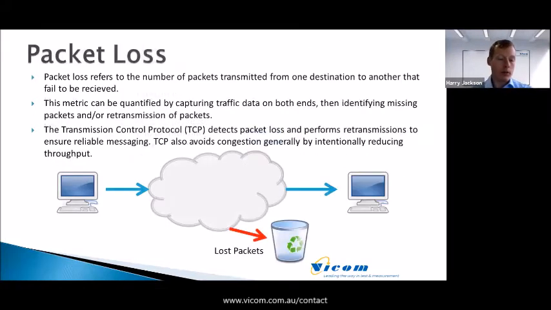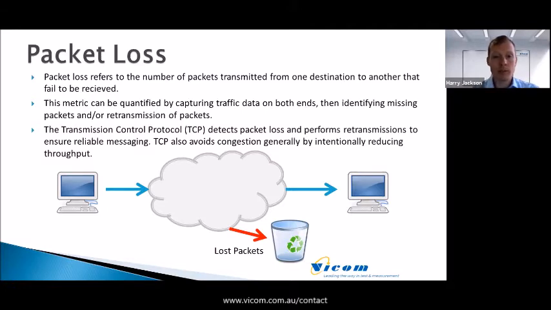Packet loss. I mentioned this earlier when I was talking about TCP, and TCP is pretty important in the monitoring of packet loss. Packet loss refers to the number of packets that are transmitted from one location to another that fail to be received. This is measured or quantified by capturing traffic on both ends of your given network link, and then identifying which packets are missing and which packets need to be retransmitted. And as I mentioned before, Transmission Control Protocol, or TCP, is responsible for this.